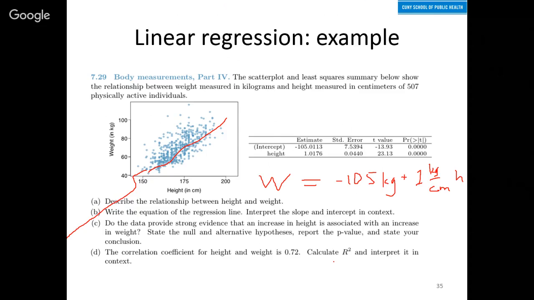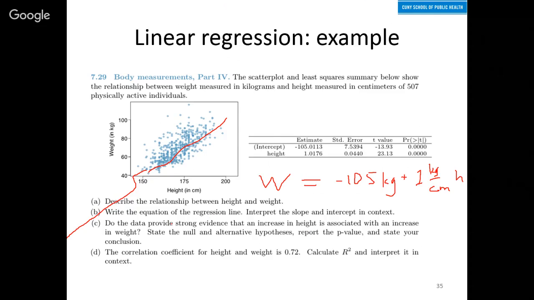So let's not put too much into this. This is one of many examples where the intercept is not something of interest. What's of interest here is the slope, our estimate of the effect of height on weight. And this tells us that on average, for a 1 centimeter increase in height, there's a 1 kilogram increase in weight. That's kind of handy.